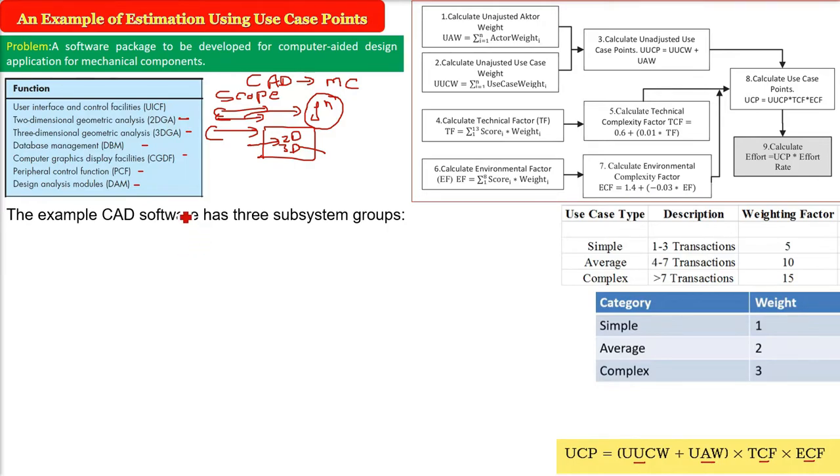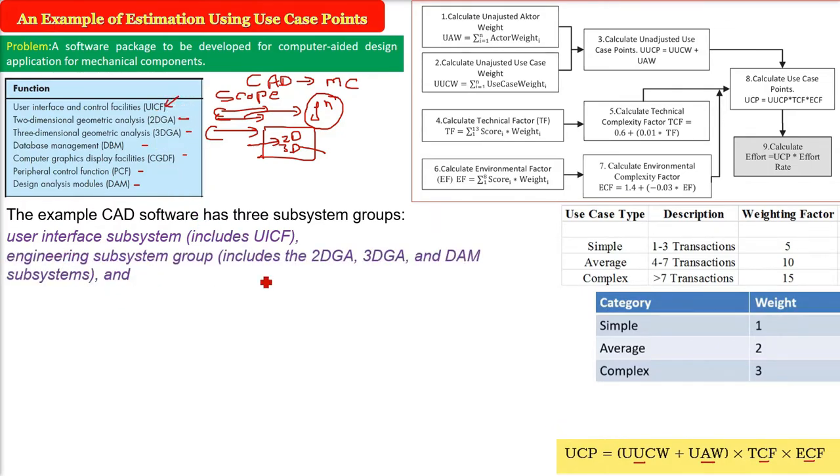Now in this particular example, certain values are already given. I just say that this can be categorized. The example CAD software has 3 subsystem groups. First is the user interface subsystem, which has UICF. Then the engineering subsystem group, which has 2D GA, 3D GA, and DAM, which is the design analysis module.